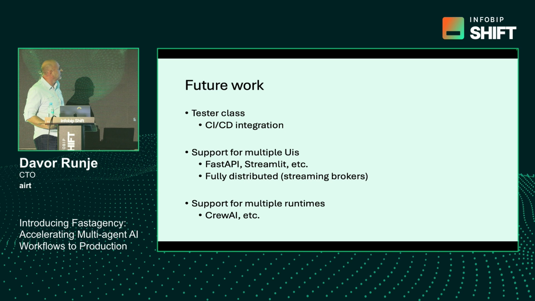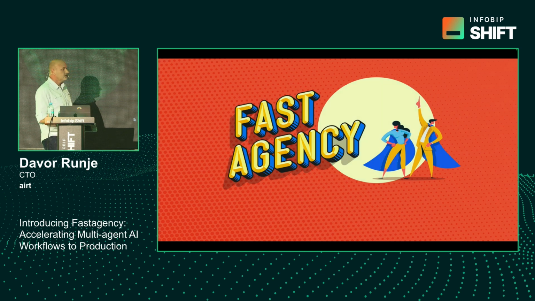We're adding support for different user interfaces. So we have 2 already in the works, FastAPI and Streamlit, and whatever needs to be done. And we also have fully distributed with streaming brokers, which is not merged yet in the first version, but actually enables you to scale it to internet scale, basically. And support for multiple runtimes. So we are coming from AutoGen, but there are other frameworks as well. And we'll support them because the whole layer, which is called runtime, is actually being abstracted. So you have to create this AutoGen object and pass it into the workflow. That was all. Thank you.